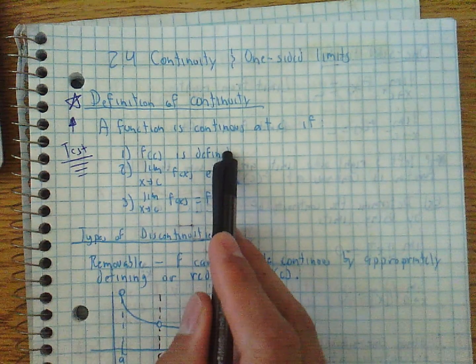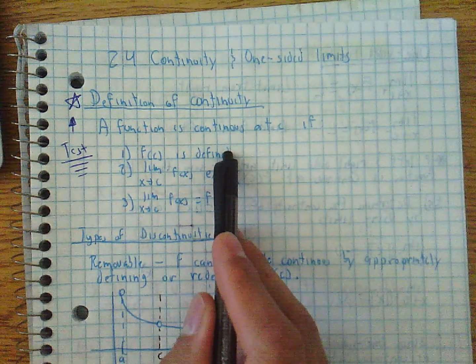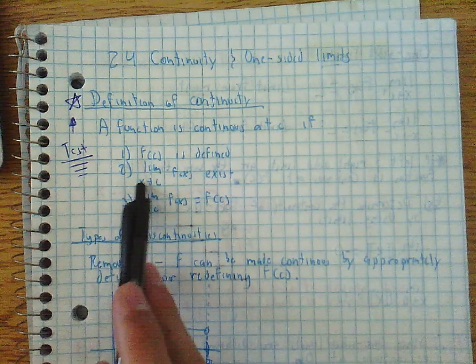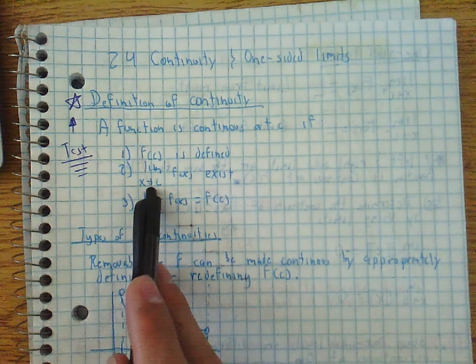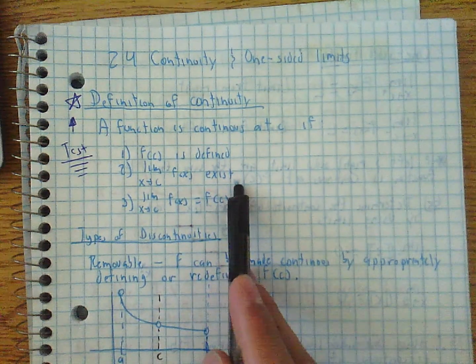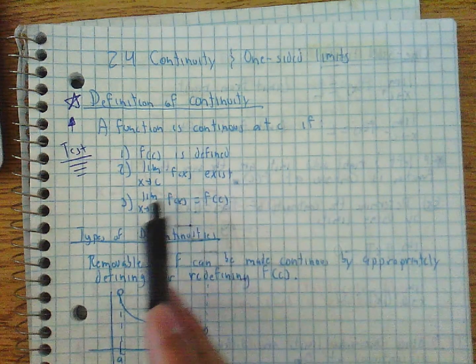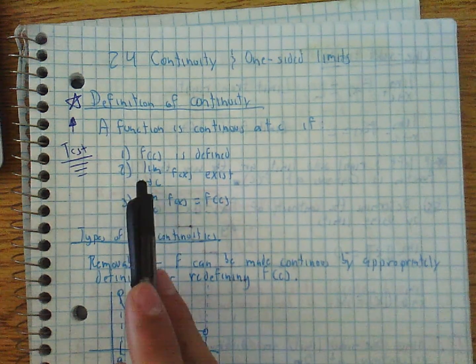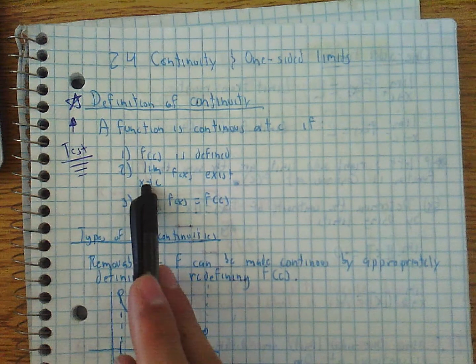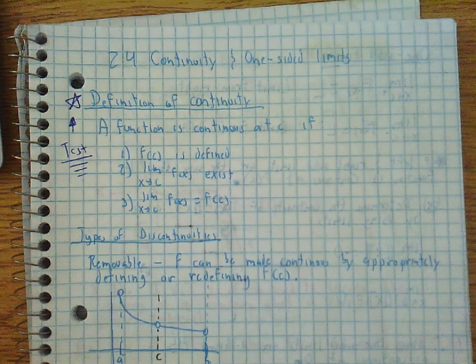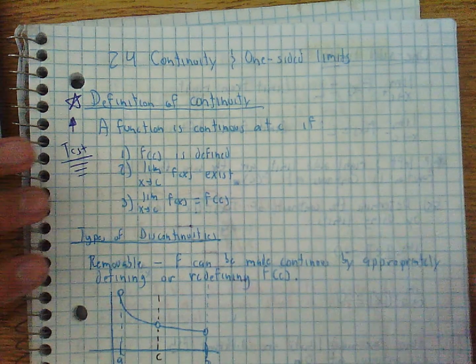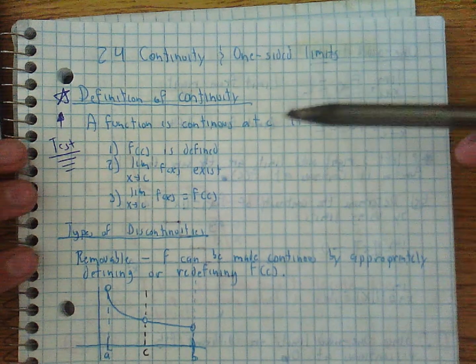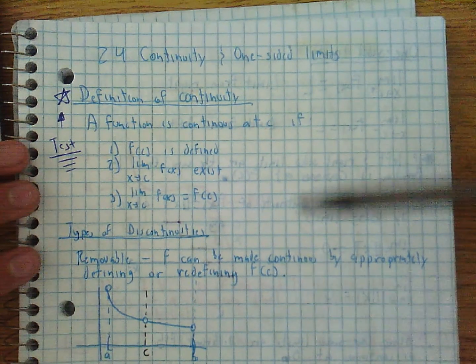In other words, if you plug c into the function, you get an output. Number two, the limit as you approach c of that function must exist. And number three, and this is key to making it continuous, that limit must be the same as the evaluation. So think this through. With the next example that I give you, it's going to make sense.